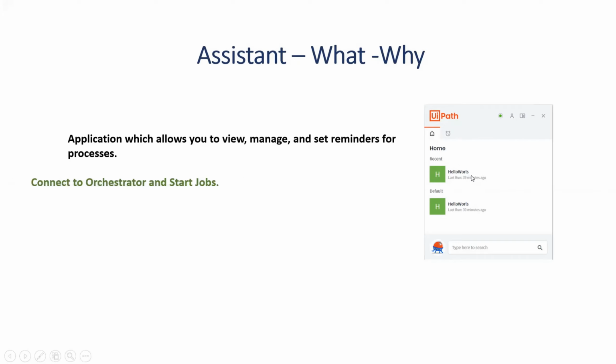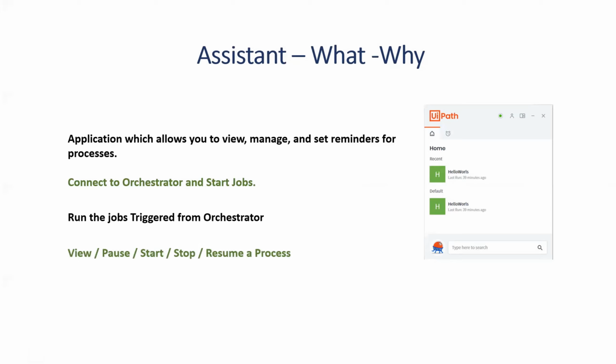So it connects to the orchestrator and starts the job. So when I say job, that is automation triggered from the orchestrator and running on your machine. Okay, so the next run is the job triggered from the orchestrator.